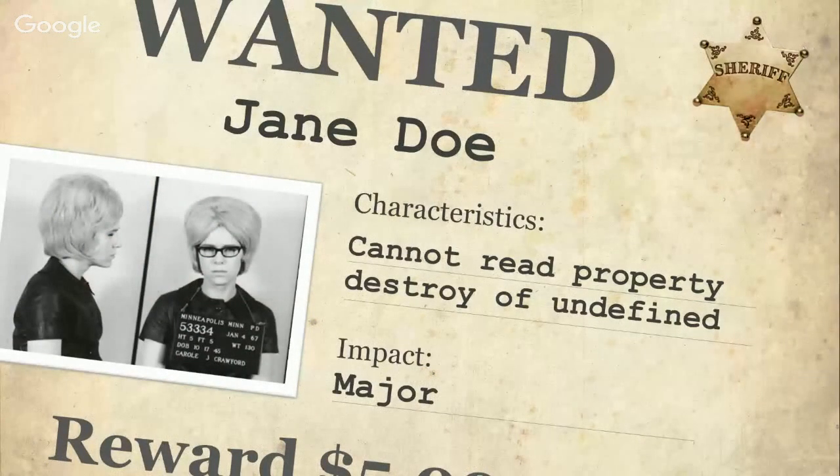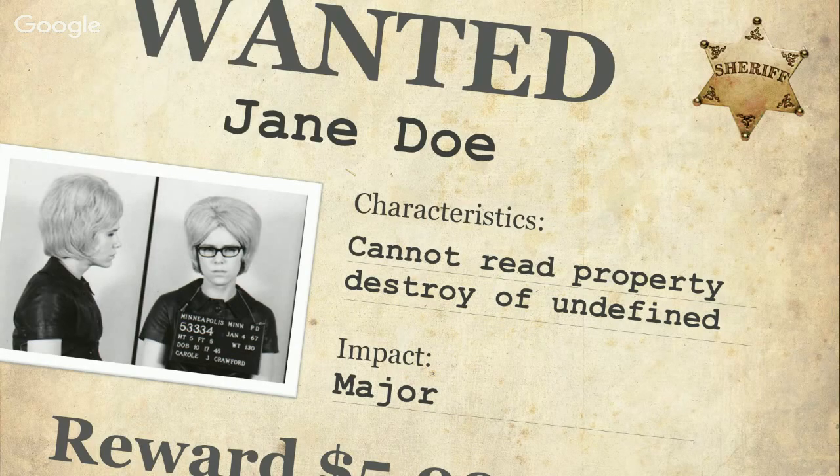Let's move on to another error. Now that we have the global errors out of the way, we can start focusing on subtle user behavior errors. And so we have another Jane Doe. And this error started showing up in our monitoring as cannot read property destroy of undefined.